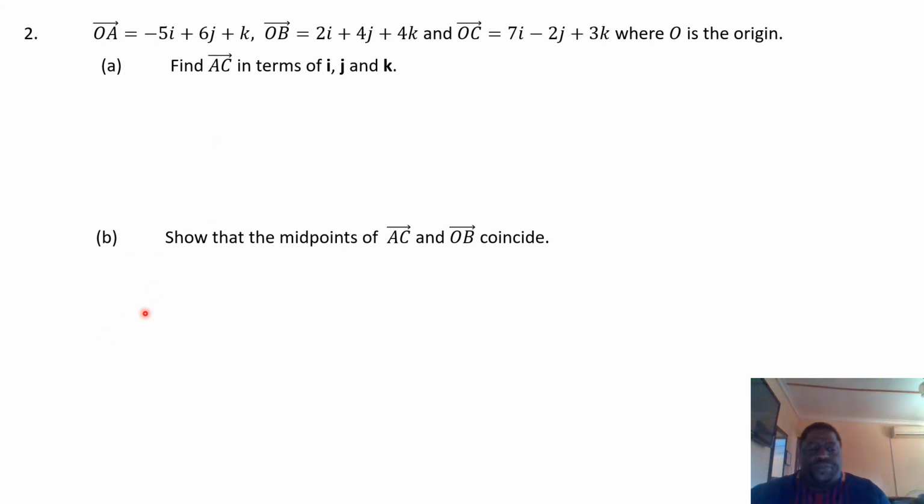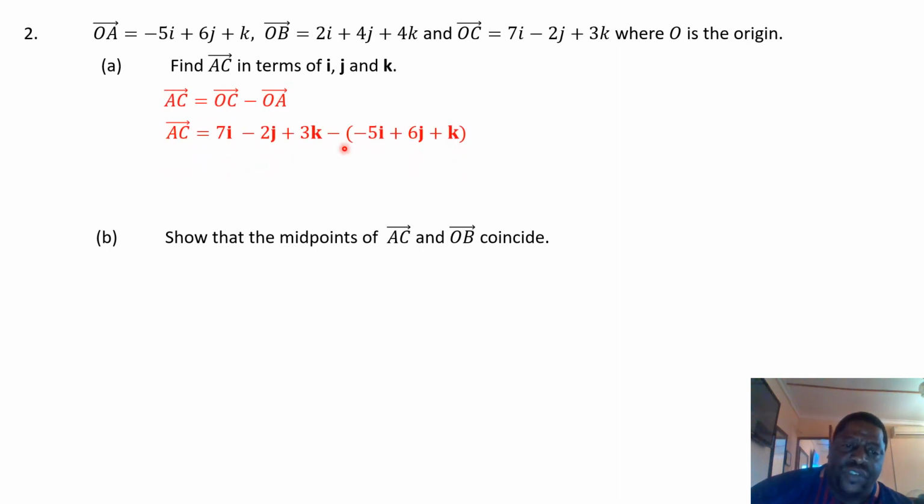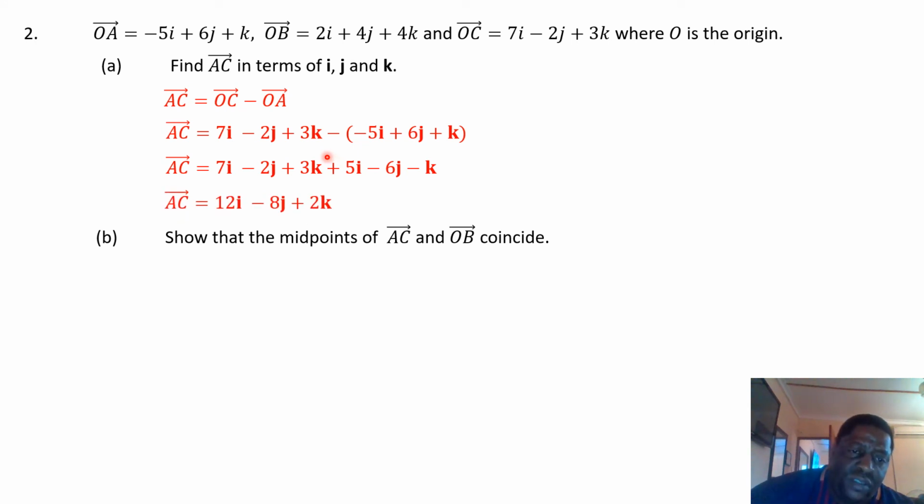Right, question 2. You have vector OA equal to minus 5i plus 6j plus k. Vector OB is equal to 2i plus 4j plus 4k. OC is equal to that, where O is the origin. Find AC in terms of i, j, and k. So AC will be the second position point, OC, minus OA. Then you please remember the bracket because we are subtracting, and then you should arrive at that answer as I did.